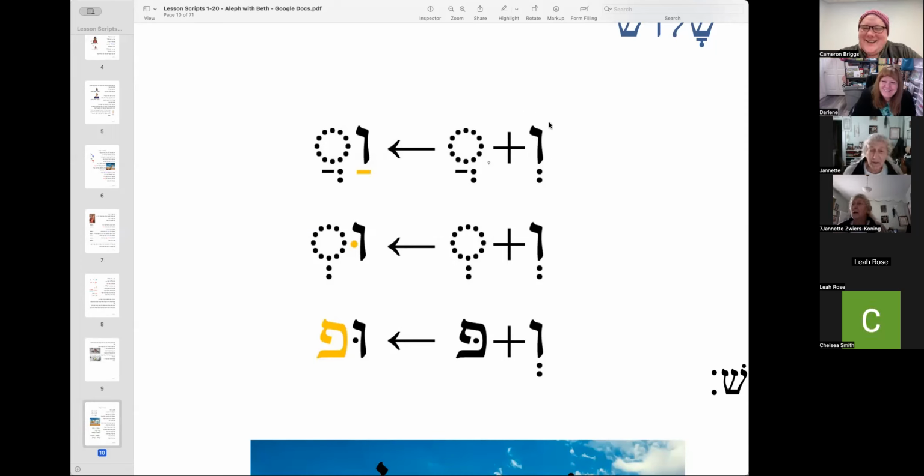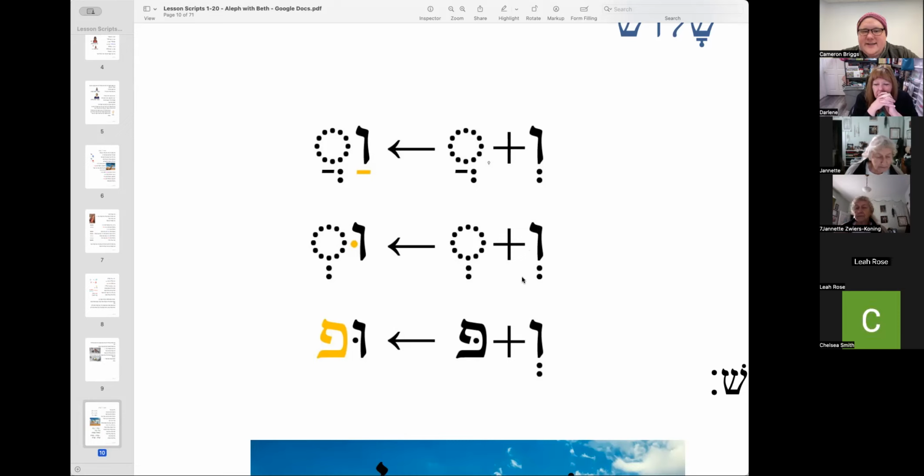So starting over, we've got these different examples, right? Here are these three different equations. We've got a vav with the shva underneath it. When it combines with any consonant with a patah shva, the vav loses its two dots, its shva, and turns into a patah. So this vuh turns into a va. Hamor is one of those words. So when we say a conjunction with hamor, donkey, it would be va hamor instead of ve hamor.